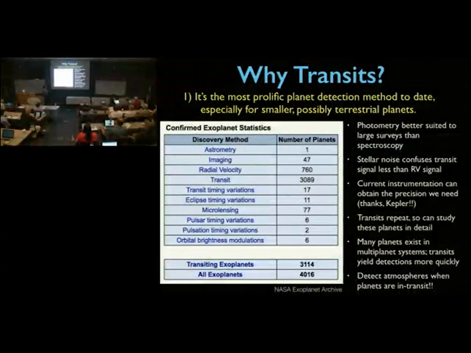And you can detect atmospheres when the planets are in transit. If you detect a transiting planet and you're able to get precise enough observations while that planet is in transit over wavelength, then you can get a sense for what its spectrum is. So there's a lot of exciting things about transits.